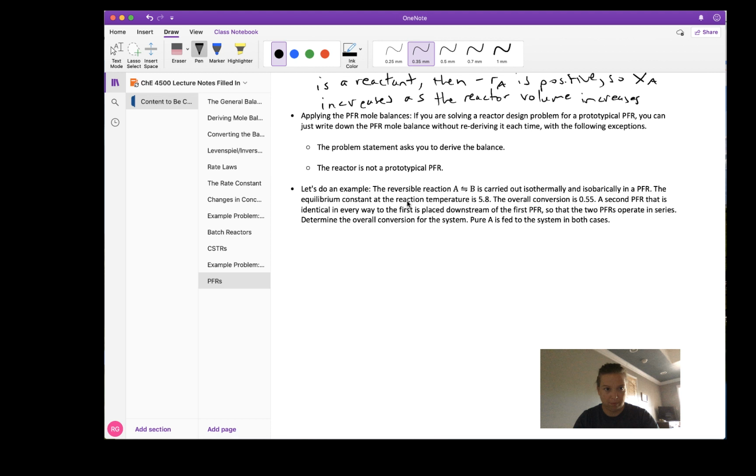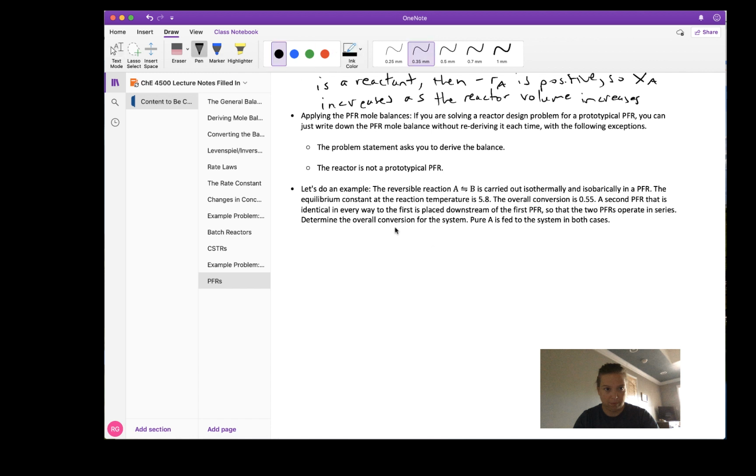So let's do an example. The reversible reaction, A goes back and forth to B, is carried out isothermally and isobarically in a PFR. The equilibrium constant at the reaction temperature is equal to 5.8. The overall conversion is 0.55. A second PFR that is identical in every way to the first PFR is placed downstream of the first PFR so that the two PFRs operate in series. Determine the overall conversion for the system. Pure A is fed in both cases.